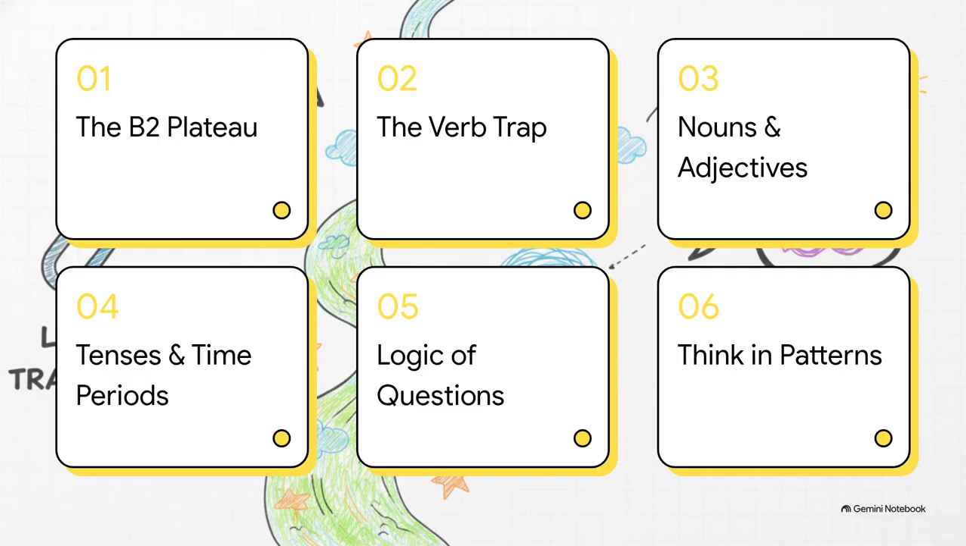Okay, let's take a quick look at how we're breaking this down. We'll start with the B2 plateau, move into the verb trap, navigate nouns and adjectives, look at tenses and time periods, decode the logic of English questions, and finally, learn how to think in patterns. We're going to systematically cross off the biggest translation hurdles holding back your fluency.